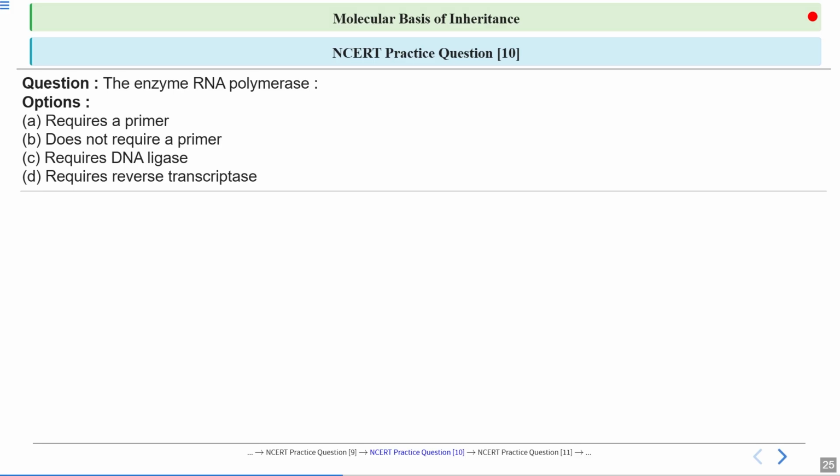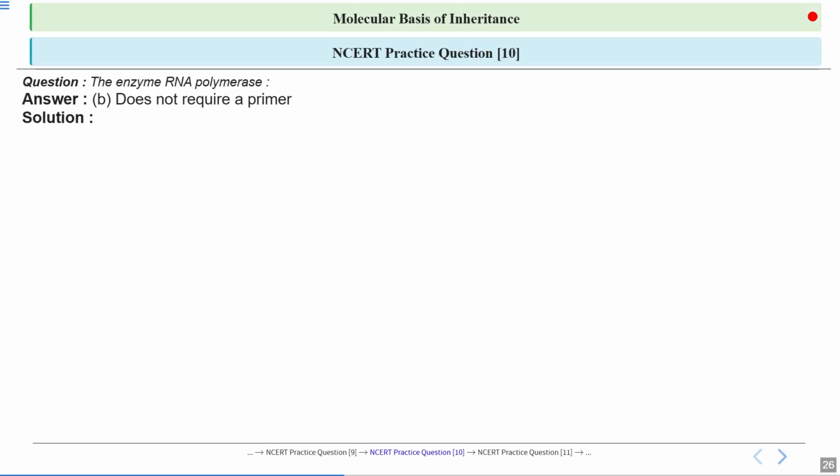Let's have a look at the correct answer here. Option number B, does not require a primer, is the correct answer. RNA polymerase does not require a primer. DNA polymerase requires a primer.